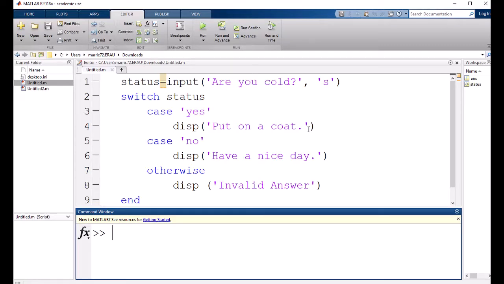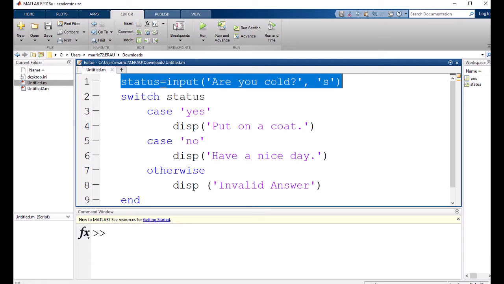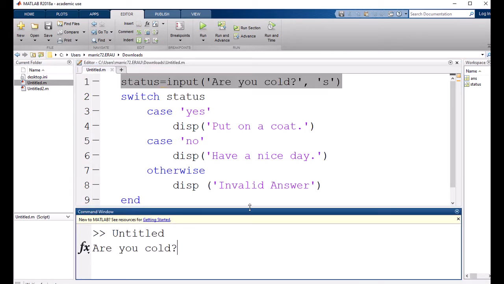Hello MATLAB programmers. Today we're going to talk about something called switch statements. It's an alternative to an if, else if, else. We'll start with just a simple input statement and we run this and it asks, are you cold? And I've got the single quote s single quote to specify that I want the user to enter in letters instead of numbers. And let's say I go ahead and type in the word yes.